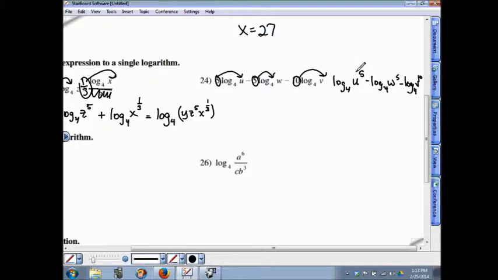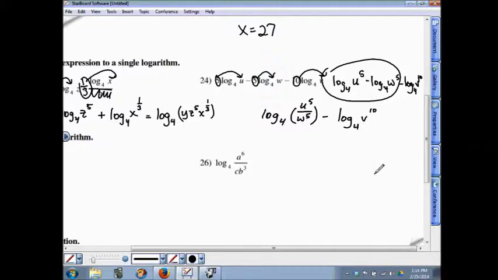Now you've got to take two logarithms at a time. These first two logarithms have a minus sign separating them, so when you condense just those two, that's going to be the log base 4 of the quotient u to the 5th over w to the 5th, then we subtract log base 4 of v to the 10th.